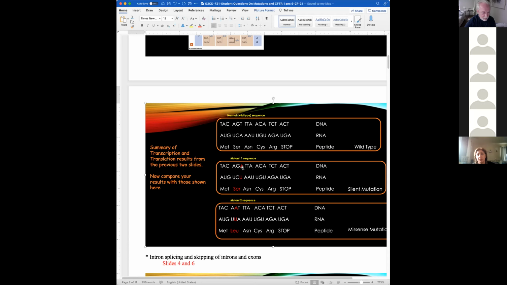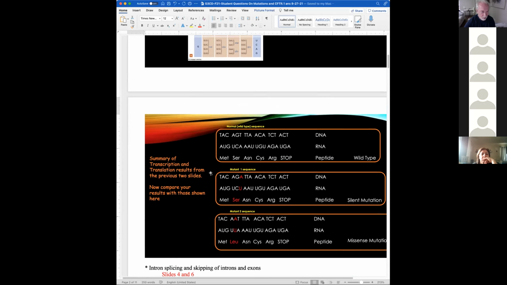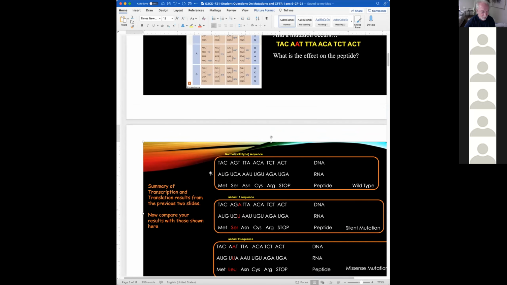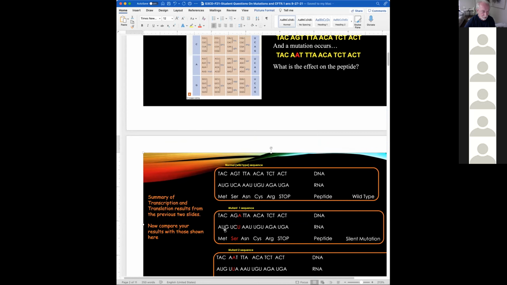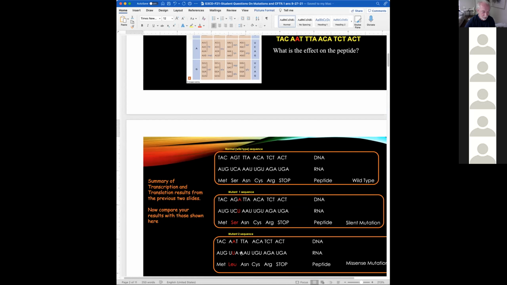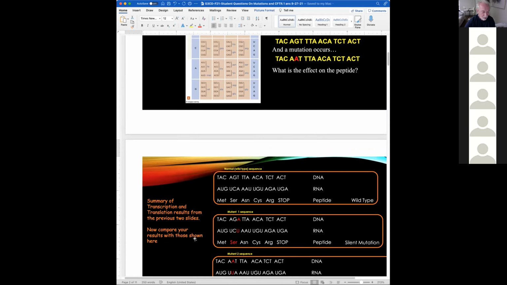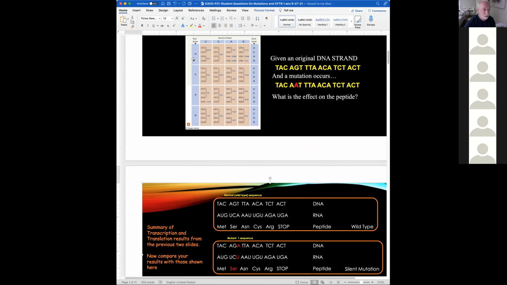So when that is transcribed, A becomes U, G becomes C, and A becomes U. So now we want to know what is the peptide sequence. Again, the first codon is the same, so the first amino acid will be methionine. The second one is UCU. So we go to UCU, here's the U, here's the C, here's the U, and that is serine.